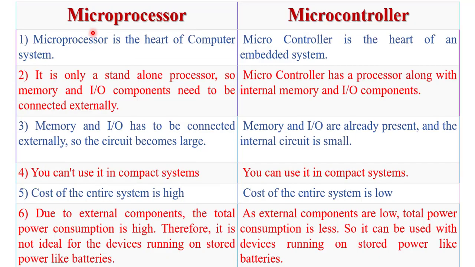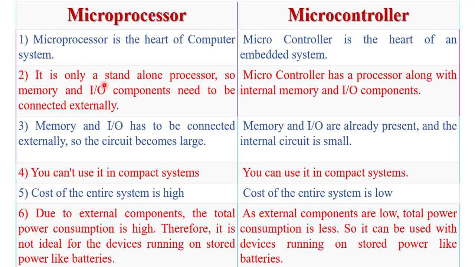Now the difference between microprocessor and microcontroller. A microprocessor is the heart of a computer system, whereas a microcontroller is the heart of an embedded system, because in a microcontroller all the components, all the functional blocks, CPU, RAM, ROM, input output devices, timer, counter, are embedded on a single chip and make it a complete system to perform a specific task. That is why it is called an embedded system. And a microprocessor only has a CPU, the central processing unit.